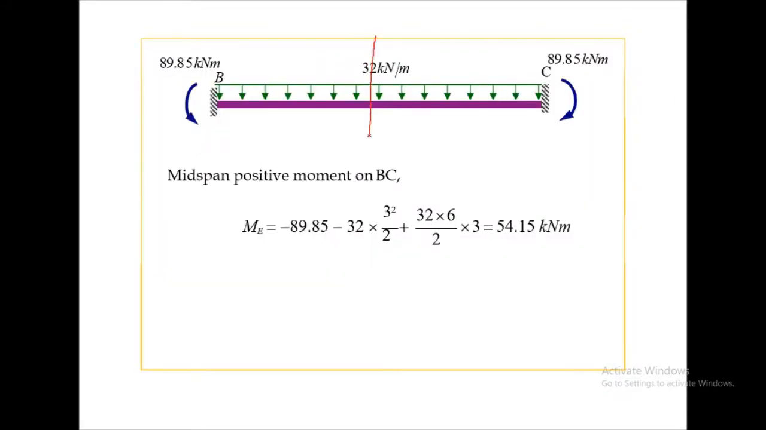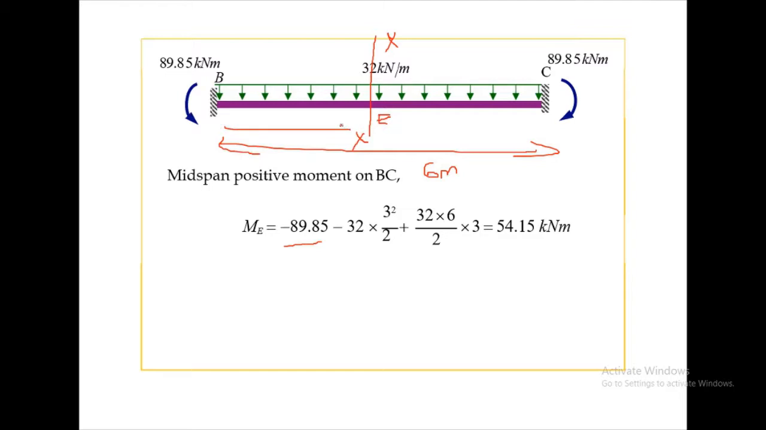So here we'll consider a section XX at the midspan and we'll find the moment about this section XX, as we have learned in mechanics of solids, in our 3rd semester, I think. And the maximum midspan moment ME, consider this joint as E. ME equal to minus 89.85. That is, looking to the left hand side, we have an anticlockwise moment of minus 89.85 and we have another moment which will be given by the UDL, which is minus 32 into 3 square divided by 2. 32 is the load, and our entire span is 6 meter.